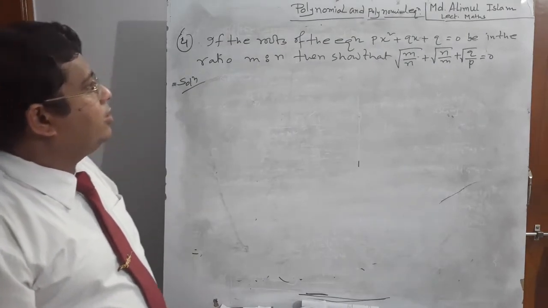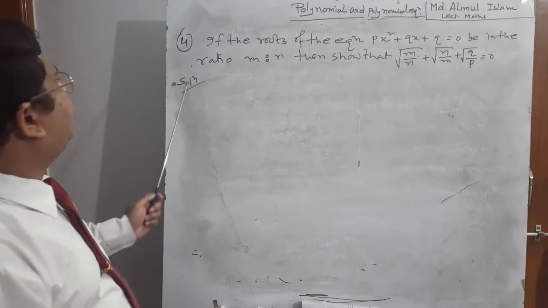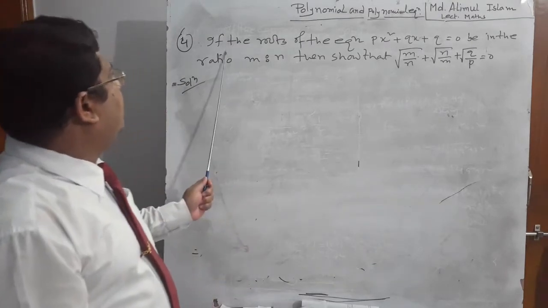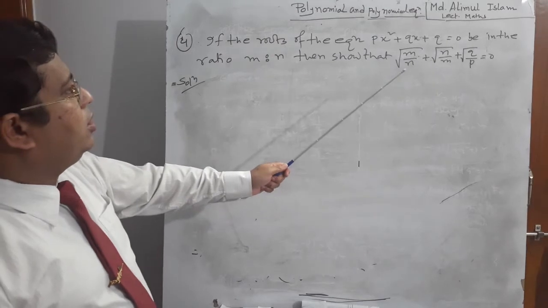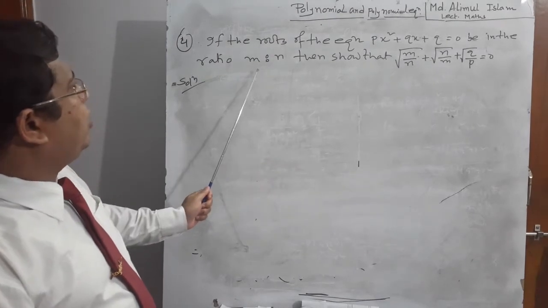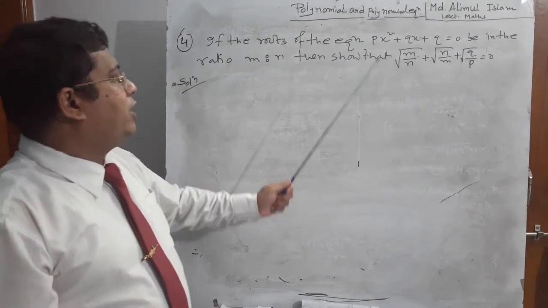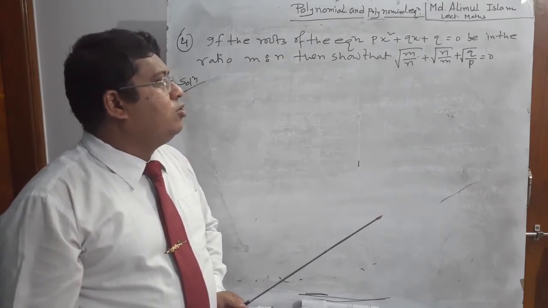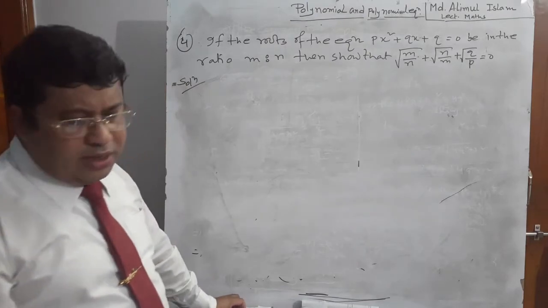Next problem of the polynomial equation. If the roots of the equation be in the ratio m is to n, then show that root over m by n plus root over n by m plus root over q by p is equal to 0. It's very simple maths.